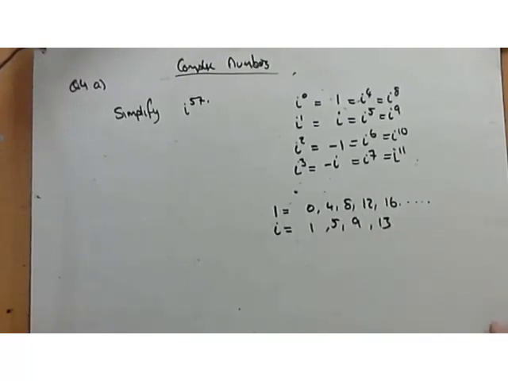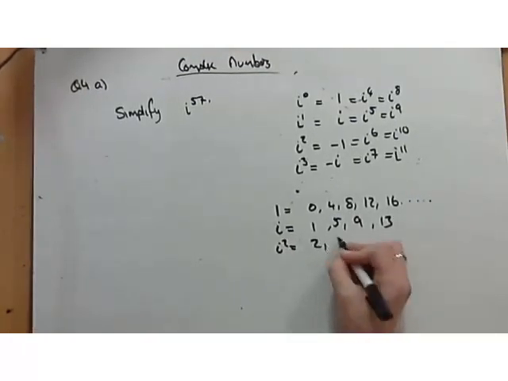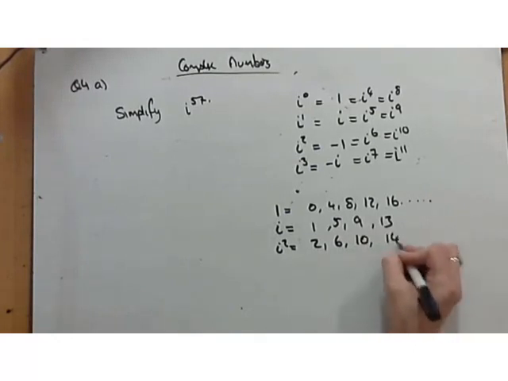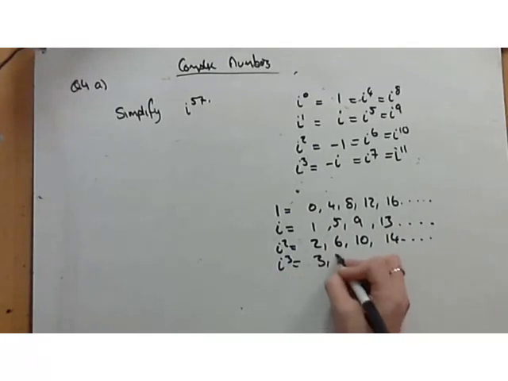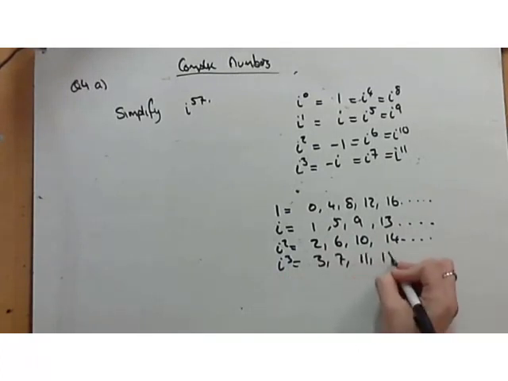It's kind of tricky to describe these numbers. How do you describe those numbers? We'll come back to that in a second. Then 2, 6, 10, 14, and so on. And i cubed, of course, is 3, 7, 11, 15, and so on.